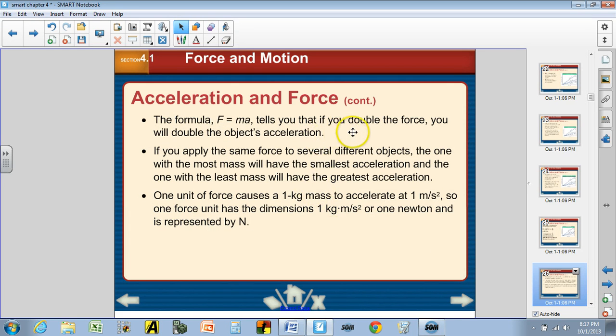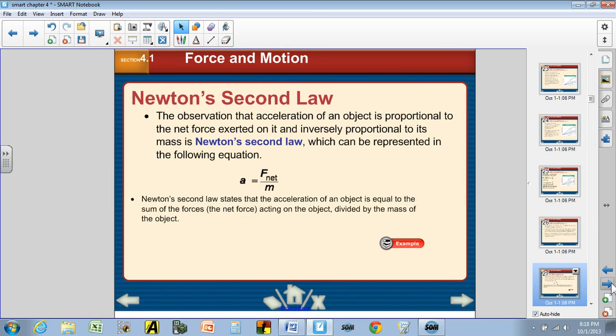That formula tells us if you double the force, then you double the acceleration. If F goes up by a factor of 2, then a has to go up by a factor of 2. If you apply the same force to different objects, the one with the most mass will have the smallest acceleration. 1 unit of force then we're going to define as a Newton. If you accelerate 1 kilogram by 1 meter per second squared, we're going to call that a Newton. And that's the unit we're going to use for force.